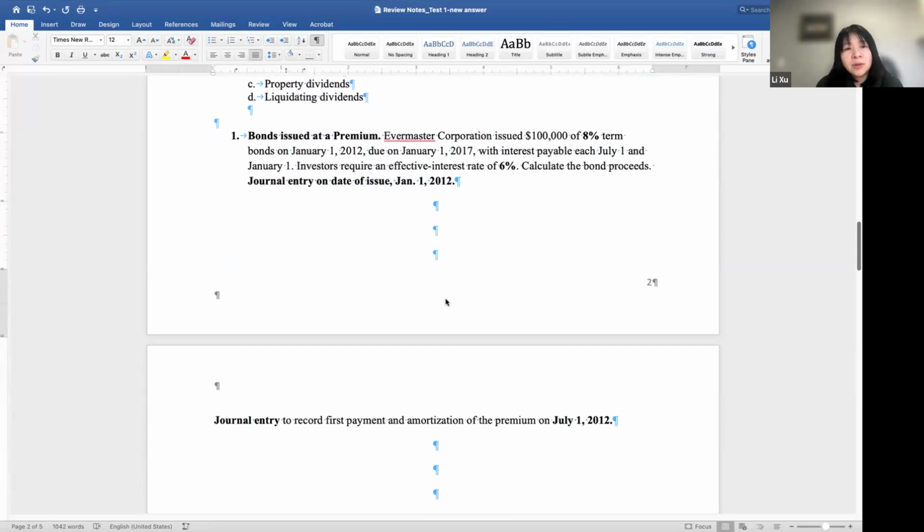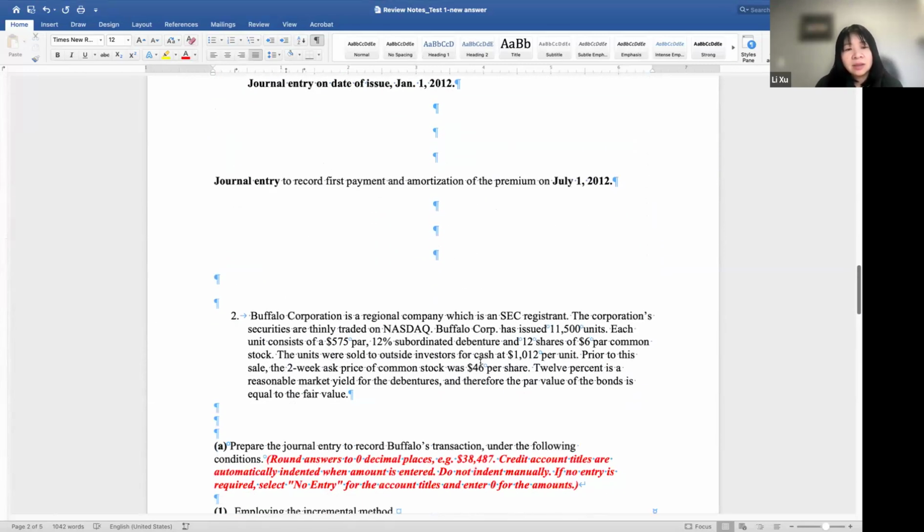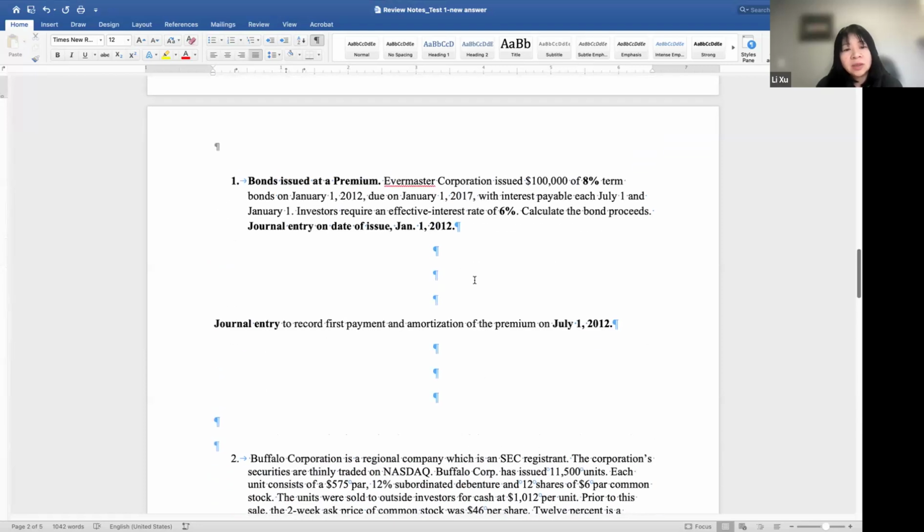So the next type of question is the essay questions. It's just going to be like this. If you have a premium, what's the journal entry? And if you're going to the first or second amortization, how do you do the journal entry? I will never ask you to do a journal entry beyond 2 years. Therefore, you only need to know the first year.